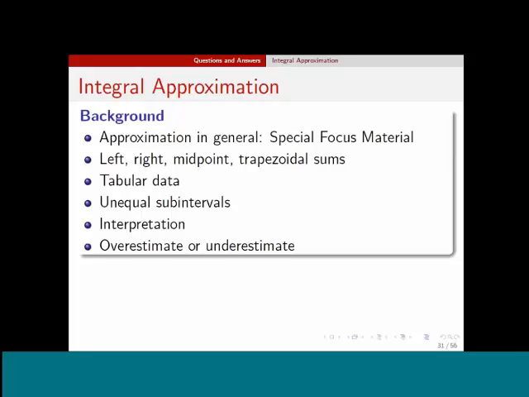Lots of tabular data type questions. Be careful. Many of the tabular data type questions have used unequal subintervals recently, where we understand that there are calculator programs out there that deal with equal subintervals. We often ask students to interpret one of these approximations, and we often ask them, is your answer an overestimate or an underestimate, and why?